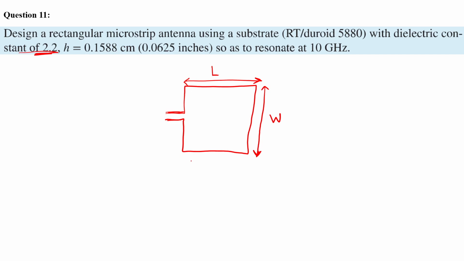This is the patch of that microstrip antenna, and because of the fringe fields emanating from this radiating patch, the effective length will be slightly longer than the actual length, which we will denote as delta L. So in this problem, we have to find L and W. That's what designing a microstrip antenna is.